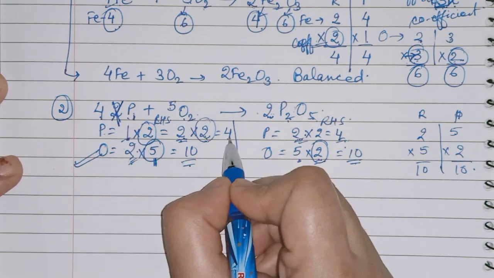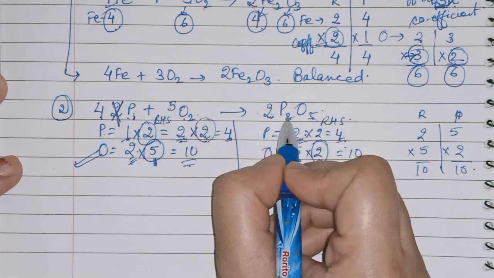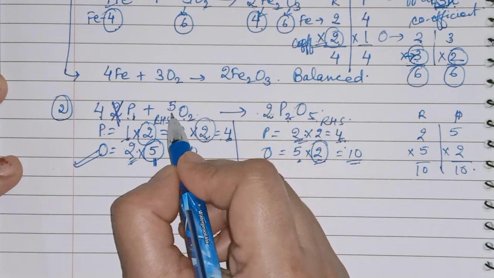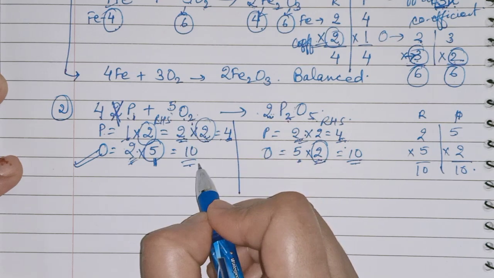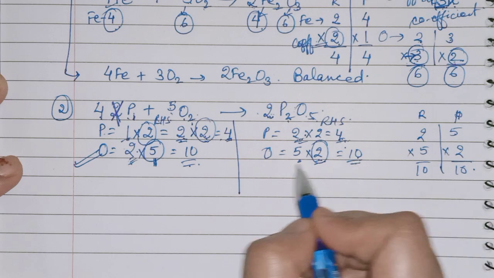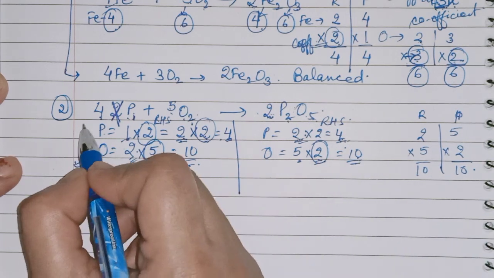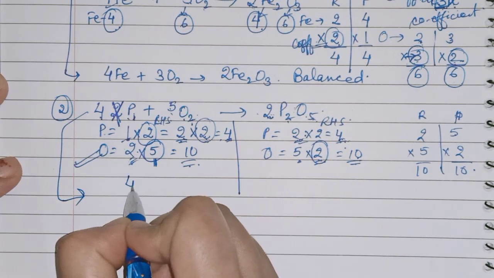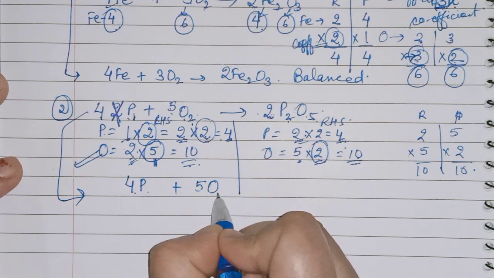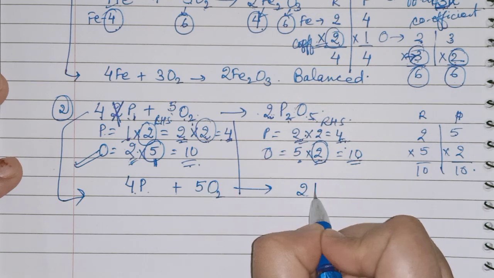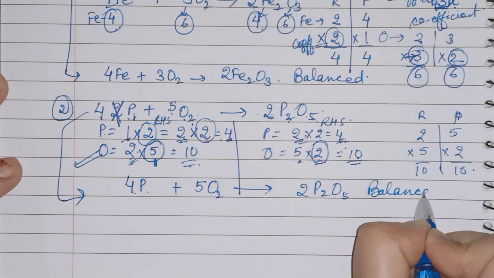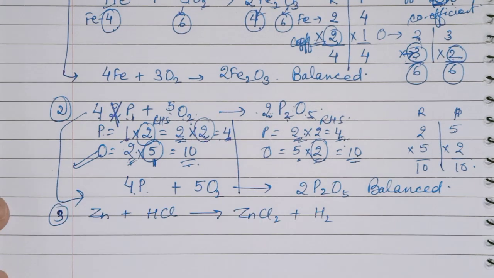4P, that is 4P, and here 2 into 2, 4P. Both sides 4, 4, balanced. And 5 into 2 is 10, 2 into 5 is 10. So both sides 10, 10 oxygen, that means it is balanced. So you can say that the balanced chemical equation is 4P plus 5O2 gives 2P2O5. This is the balanced chemical equation.